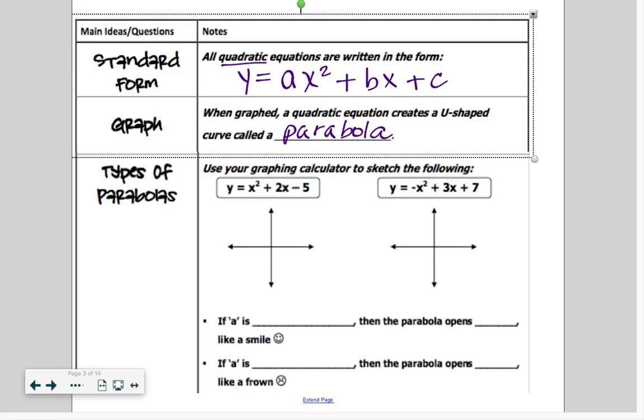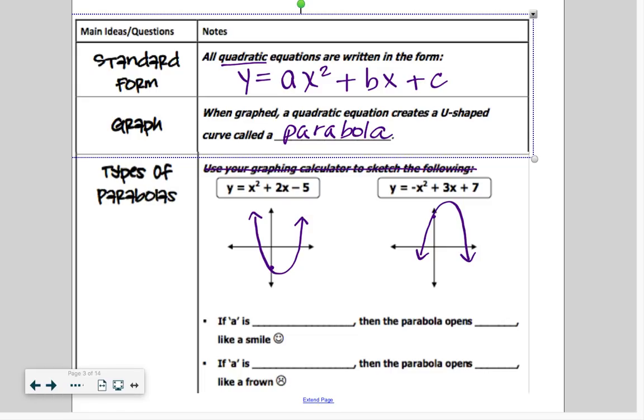If you wanted to use Desmos to sketch the following graphs, I'm guessing our y-intercept's going to be somewhere around -5. And I know this opens up, so I'm going to guess that my sketch is going to look something like this. This one's negative, and I can see my y-intercept's going to be somewhere up here, so I'm going to guess it's going to look something like this. I'm just guessing. I did not use a graphing calculator. I just sketched it.